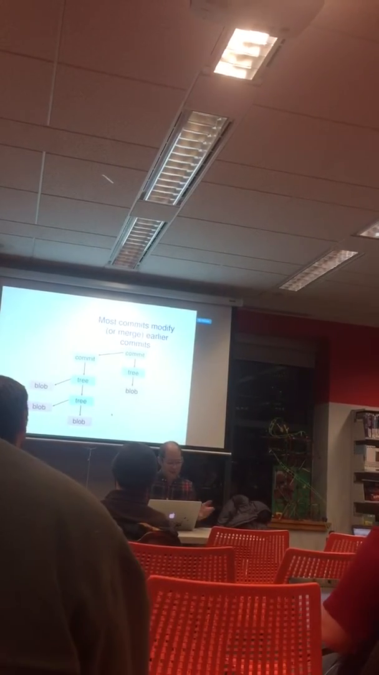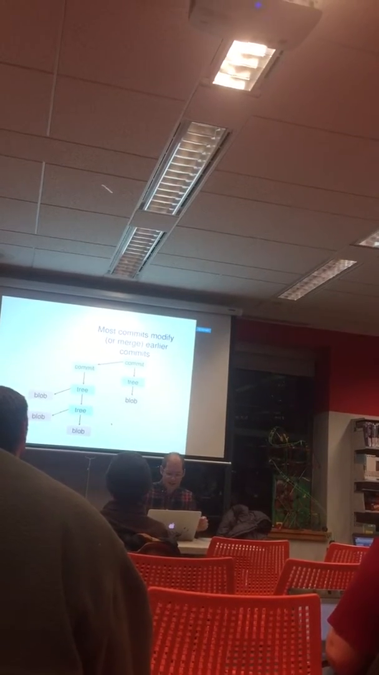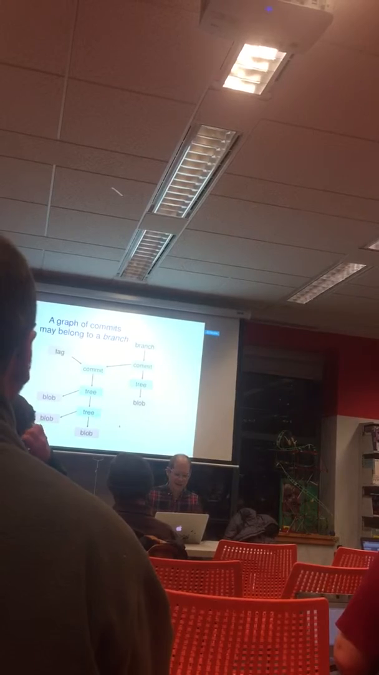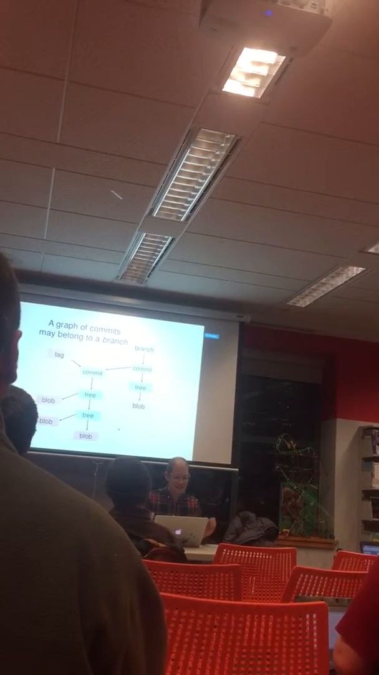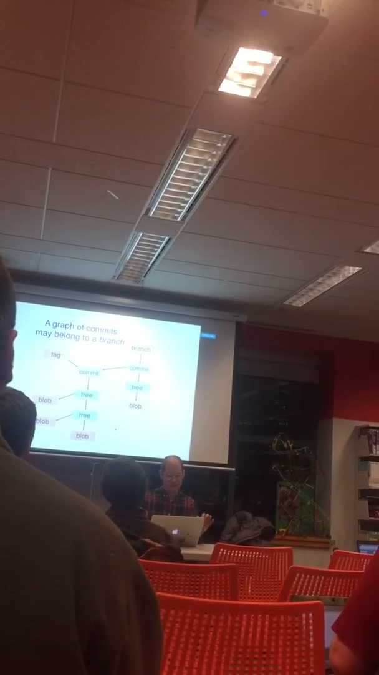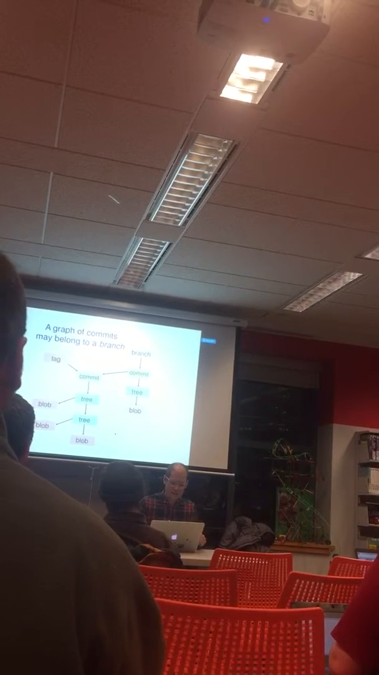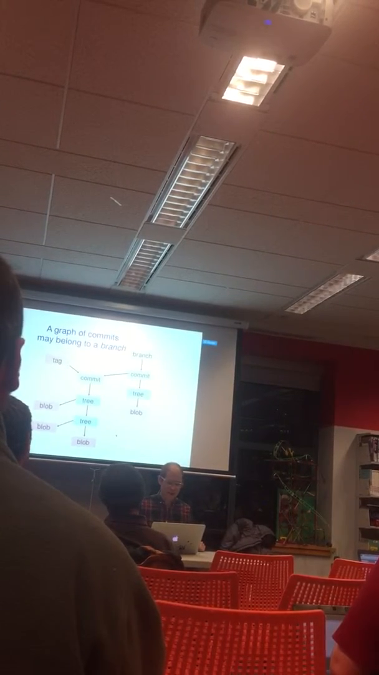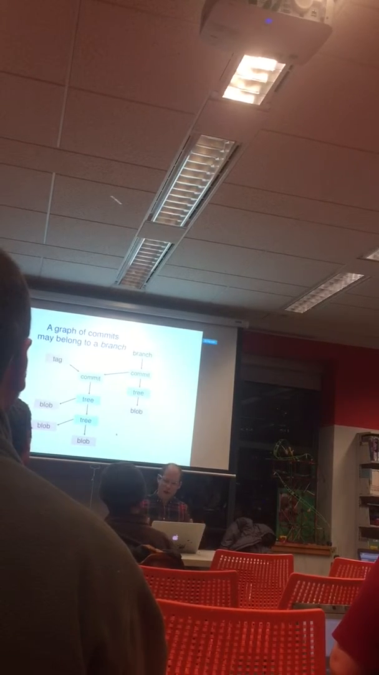So commits connect to each other, and there are things called tags, but we're not going to talk about that today. And just like it says, a graph of commits belongs to a branch. You can have orphan branches and all that, but that's also advanced too. All of these are files, they're just files.